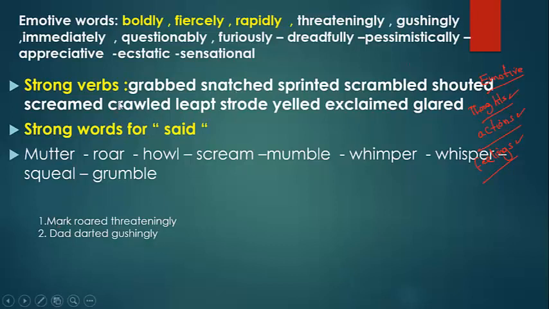Another example, dad darted gushingly. Both words I used already, one of the strong verbs and one of the strong emotive words. But instead of saying dad went to the store, I said dad darted gushingly. Darted means somebody moved very quickly, and gushingly means in a rush. So he is in a hurry. What does it show? It shows that my dad is in a hurry. Maybe he has some appointment. Maybe he's going to miss, let's say, an important meeting, a flight, whatever. This is what made him move gushingly.